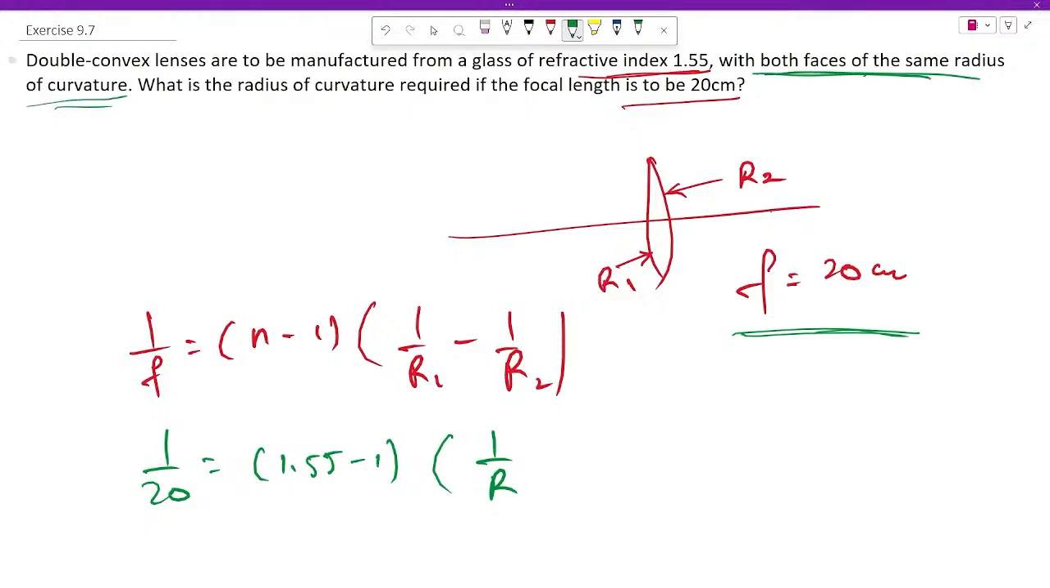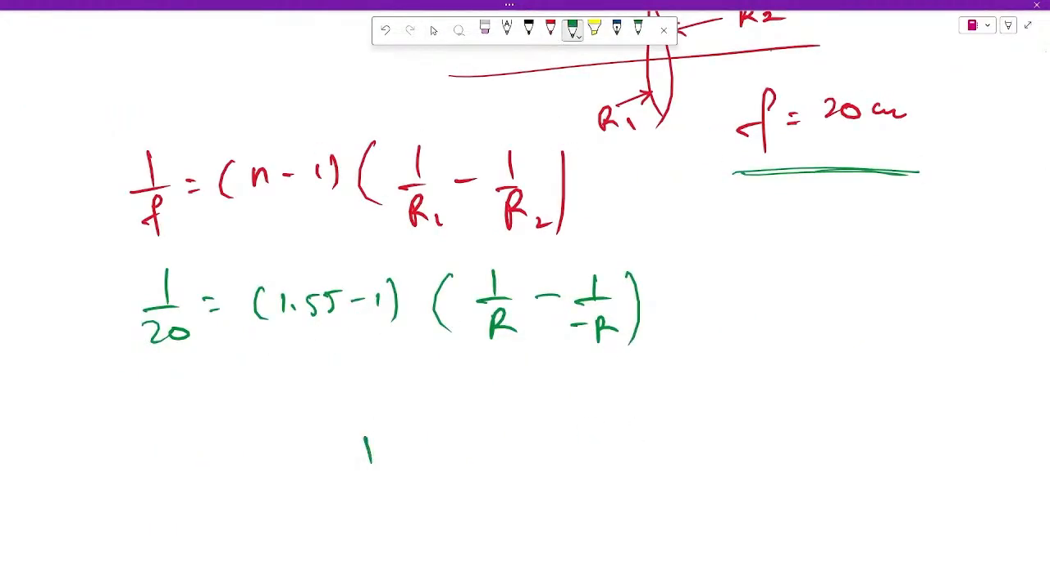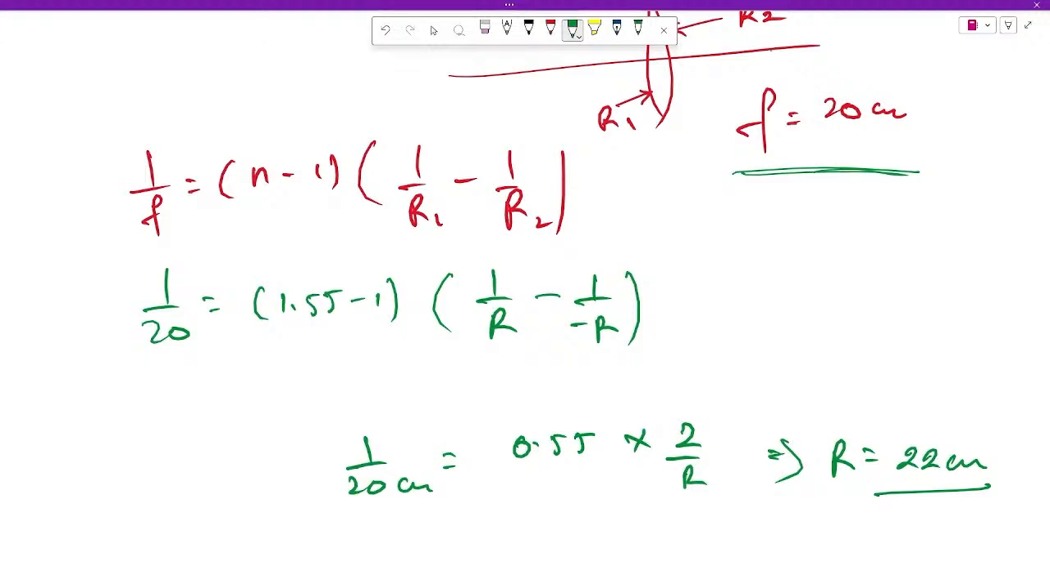R1 would be equal to R, and R2 in magnitude is minus R, since the center of the R2 curvature is going to be on the left hand side, so we will term it as 1/(-R). After solving this, we will get 1/20 centimeter equals 0.55 multiplied by 2/R, and this will give us the value of R as 22 centimeter. So the radius of curvature of the glass required is 22 centimeter.